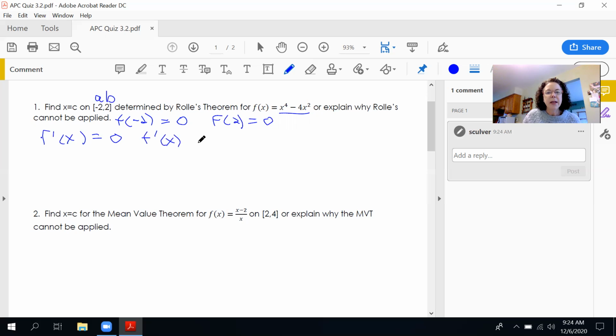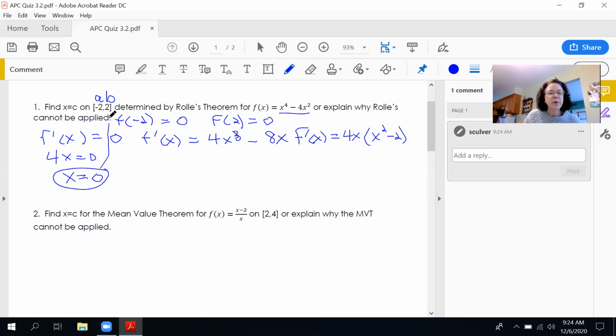Here we go, and that would be 4x cubed, that's a 3, minus 8x. Okay, a little bit of factoring here. I can factor a 4x from each of these, and that will leave x squared minus 2. So we'll set 4x equal to 0, and we get x equals 0 when we divide both sides by 4. Notice 0 is in between -2 and 2, so that is one of the answers. Some of you left that answer off.